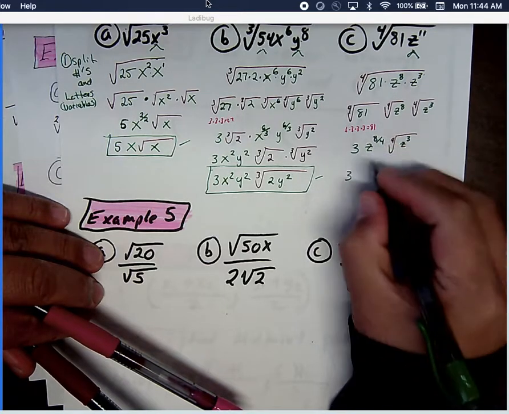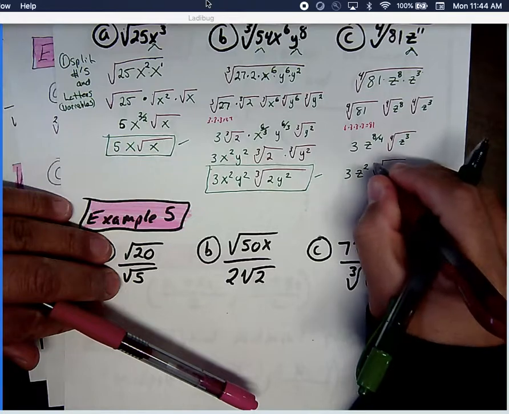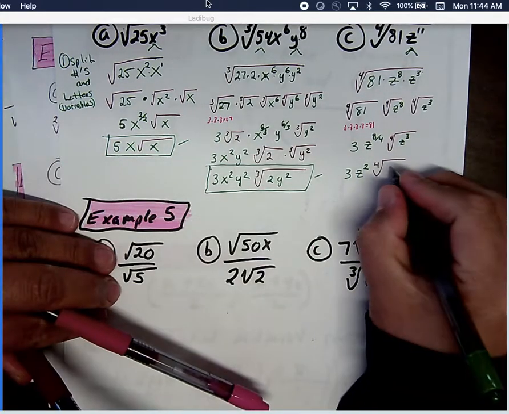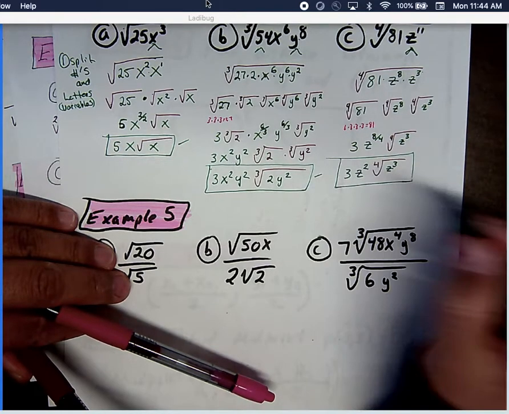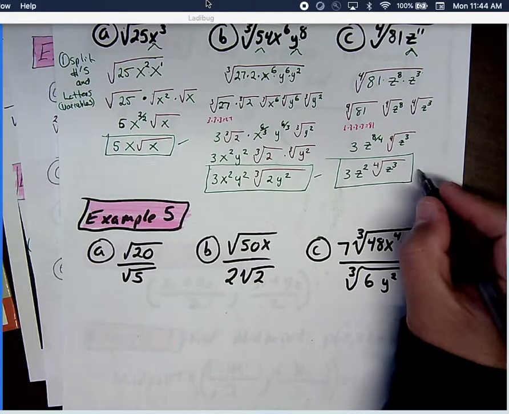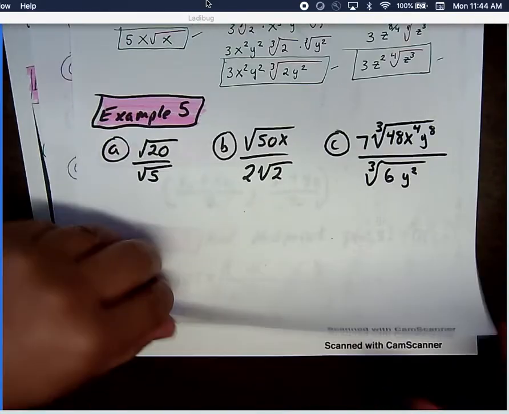8 over 4 would be z squared. And then that would be the 4th root of z cubed. That's the answer for that one. Alright, let's move on. So 3 more examples.